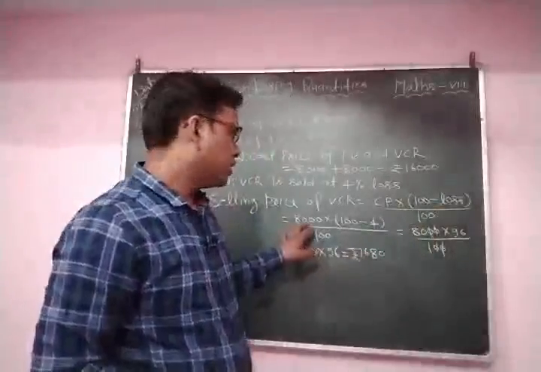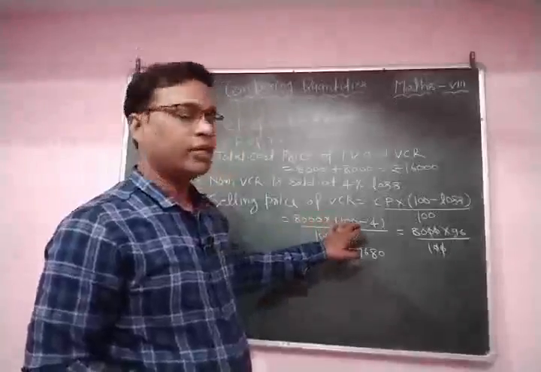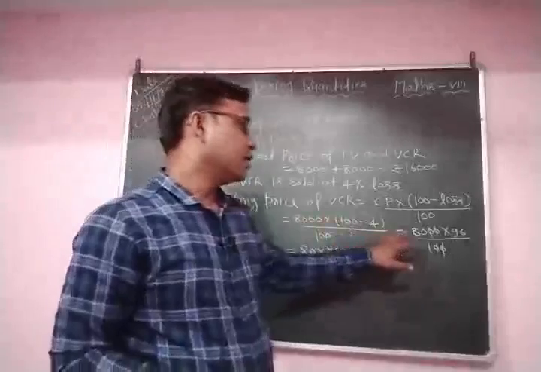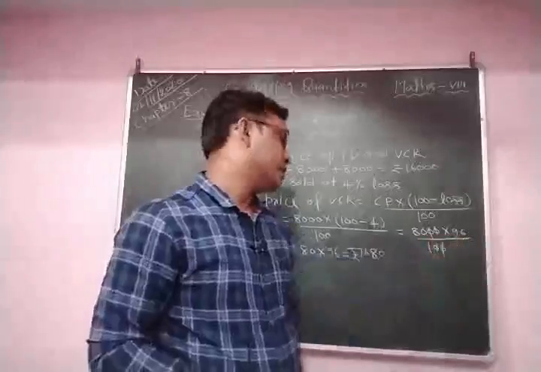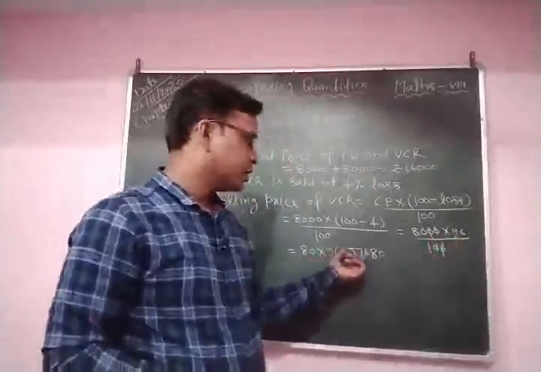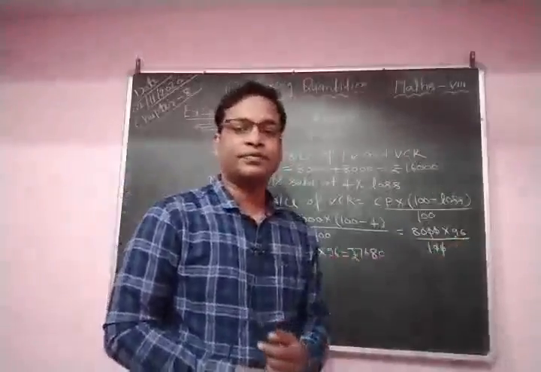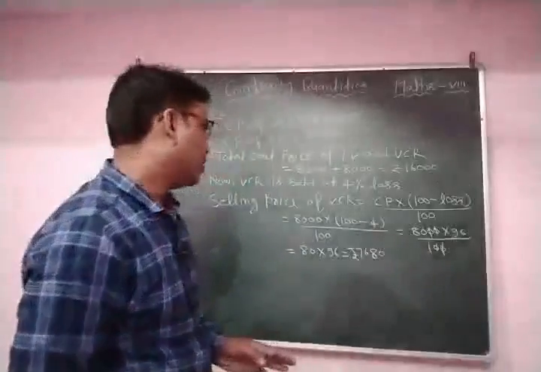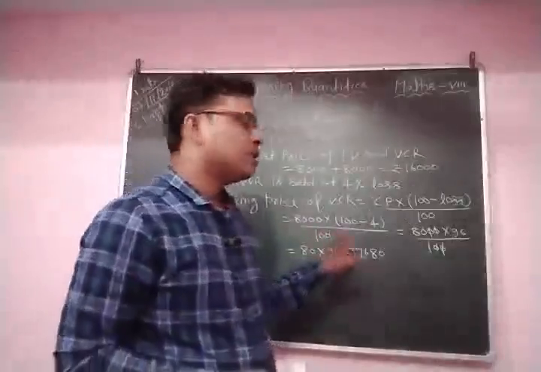So we write here 8,000 into (100 minus 4) upon 100. You can cancel 2 zeros here, so you obtain 80 into 96. When you multiply 80 into 96, you obtain 7,680. This is clear. Now we are going to find the selling price of TV.